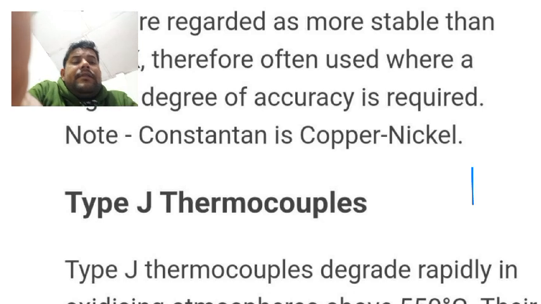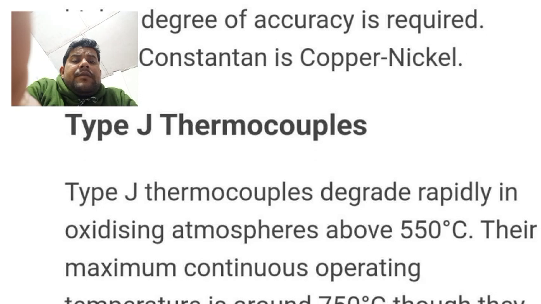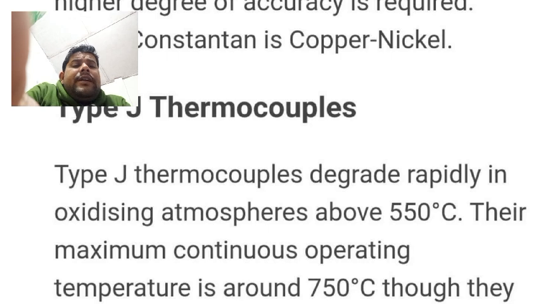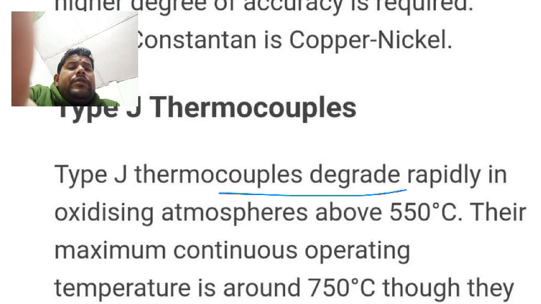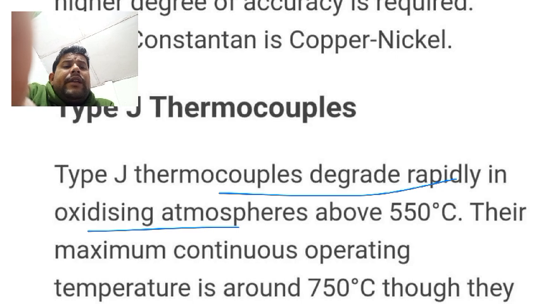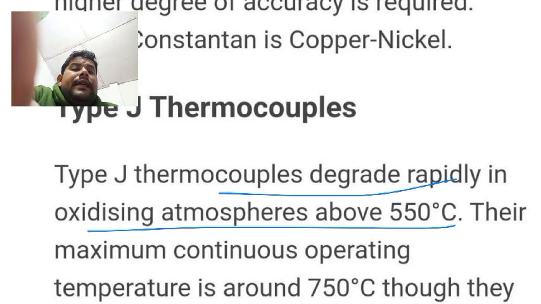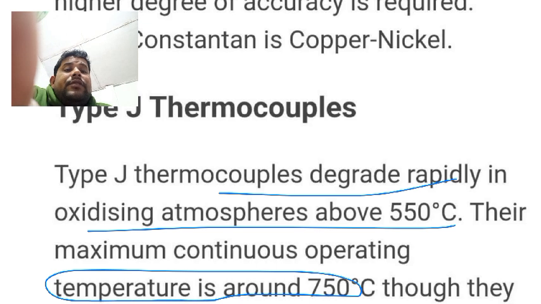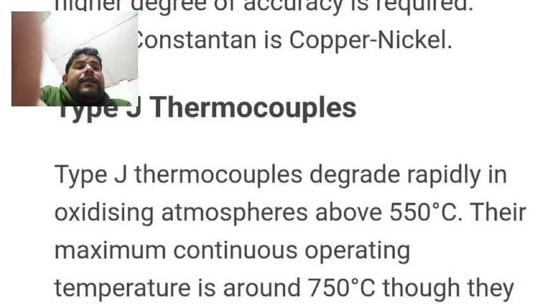Next is the J-type thermocouple. The J-type thermocouple degrades rapidly by oxidation in atmosphere above 550. That's why generally it is not used, because in an oxidizing atmosphere above 550 it starts to oxidize. Their maximum continuous operating temperature is up to 740. That's why its range is low, because below 550 it starts to degrade. That's why this thermocouple is used only generally.